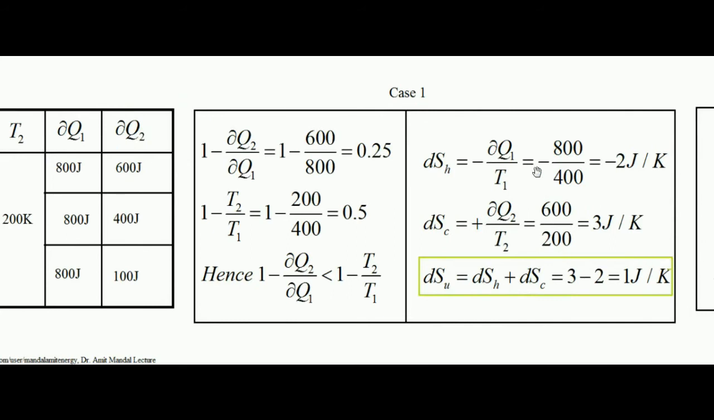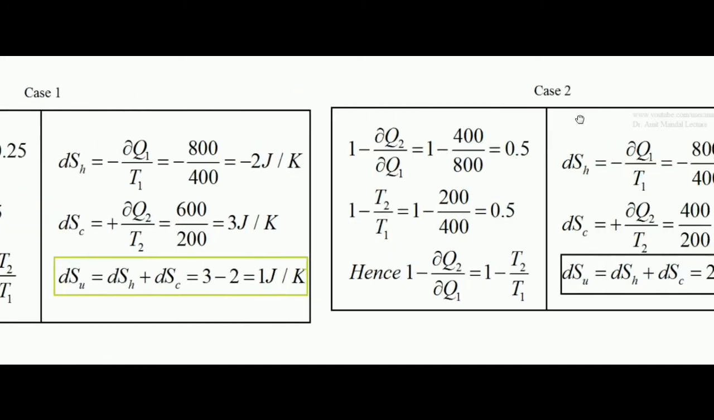per Kelvin. So in this process, by running this engine, which is case 1, the entropy of the universe is increasing. 1 joule per Kelvin has been increased. So this is a possible case, because no process can happen in the direction which will reduce the entropy of the universe. So this is the entropy increment of the universe. So it means it is possible.